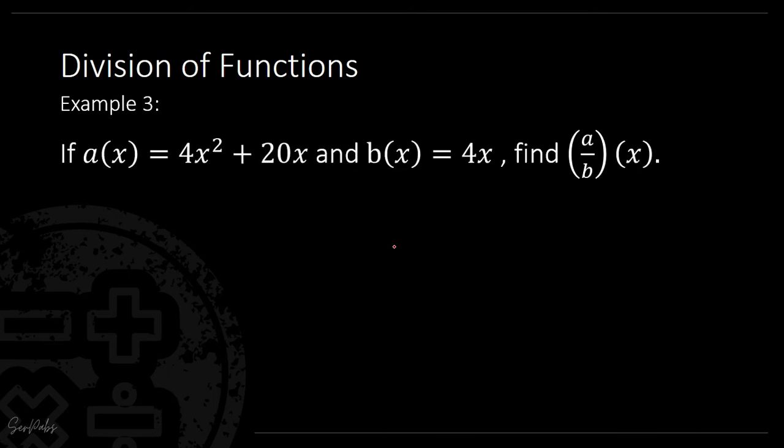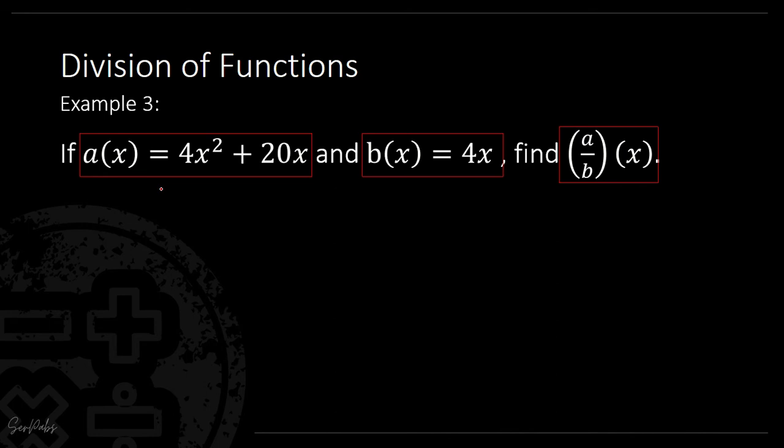Example 3. So, if a of x is equals to 4x squared plus 20x and b of x is equals to 4x, find a over b of x. So, we will have the quotient of the functions. Kukunin natin ang quotient ng function. So, division of function, a over b of x. So, we will divide a of x kay b of x. So, first procedure, divide the function.